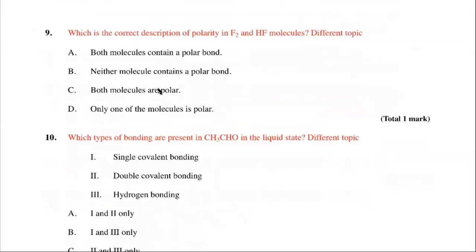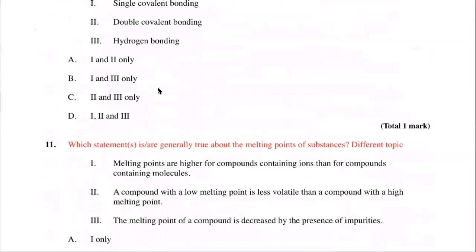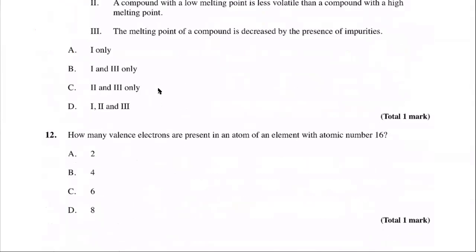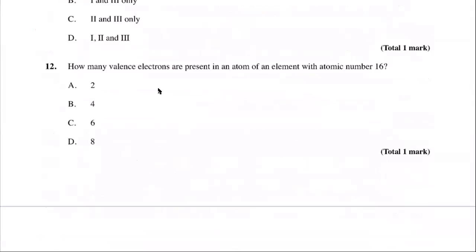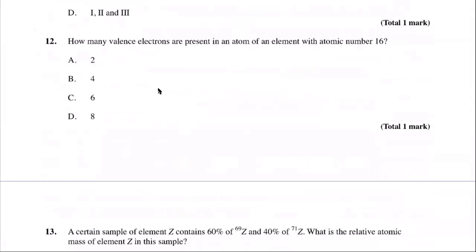All right, let's see. Number 12. How many valence electrons are present in an atom of an element with the atomic number 16? This is where we would need to look at our periodic table, because we need to know what element is atomic number 16. If you don't have a periodic table handy, you might want to open one up in another tab. But can anybody tell me what atomic number 16 element is?